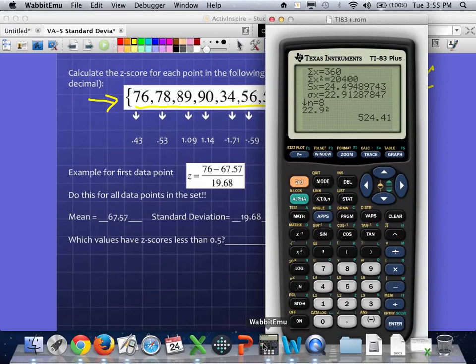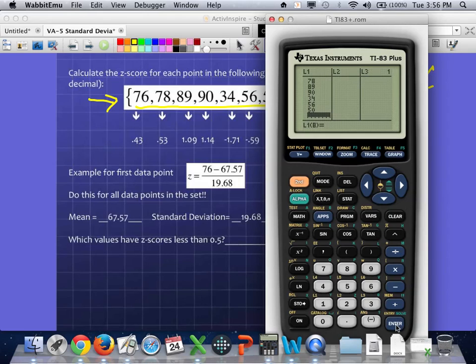So in order to do that, we have to put this information into our calculator and calculate your mean and all that stuff. So I'm going to go back to stat, and I'm going to go to edit, and I'm going to go up and clear those out. And I'm going to put those in, 76, 78, 89, 90, 84, 56, let's see, and 50.